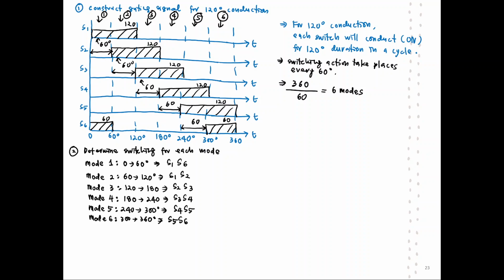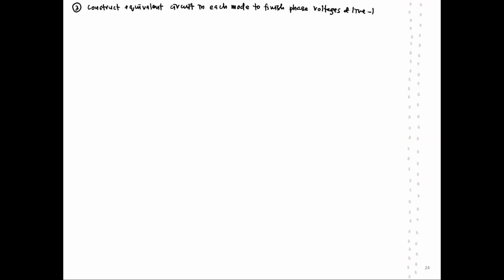Next, in step number 3, we need to determine the level for our phase voltage and our line-to-line voltage. In order to do that, we are going to construct the equivalent circuit in each mode to find the phase voltage and line-to-line voltage. We will start with mode number 1.